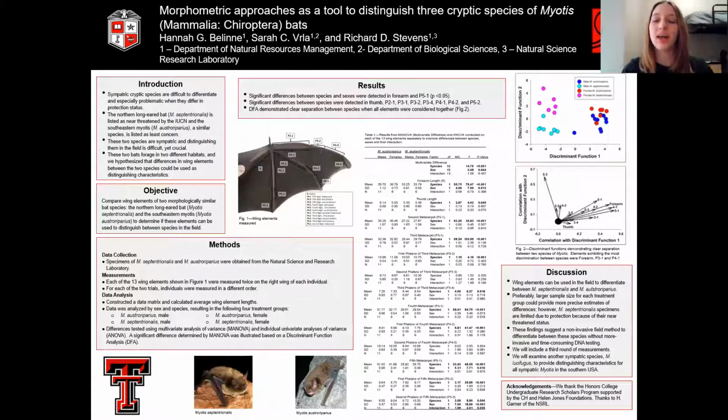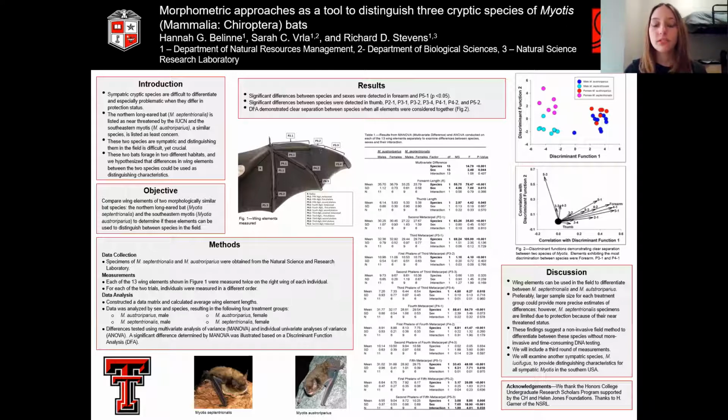Hi, I'm Belinne, and I'm going to be talking about morphometric approaches as a tool to distinguishing between three cryptic species of Myotis bats. To begin, cryptic species are difficult to tell apart in general. However, this becomes an issue when the species in question have different protection statuses.